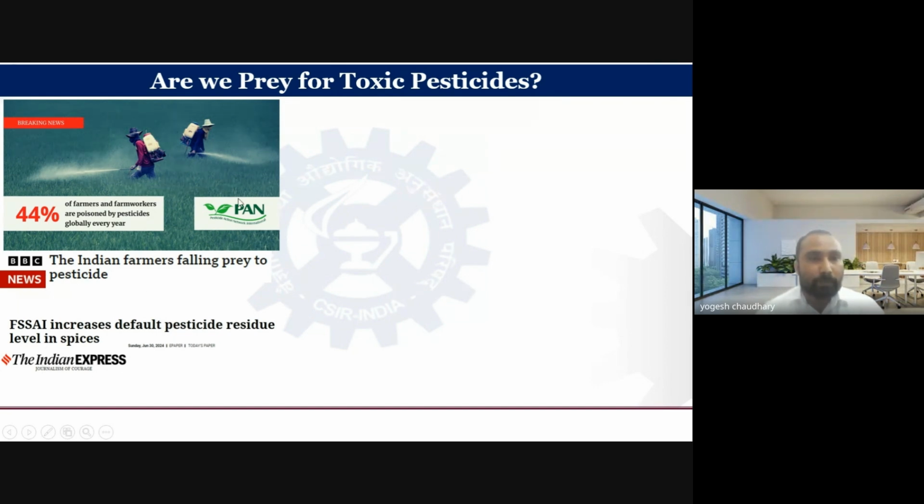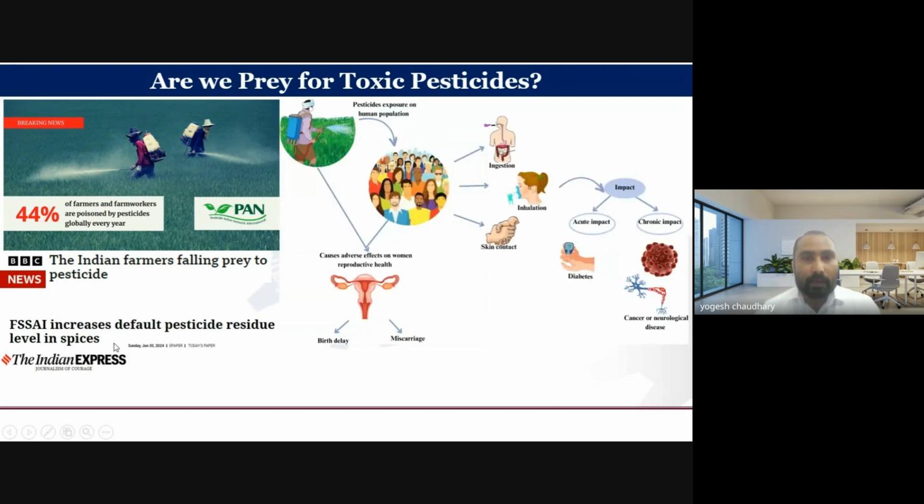Not only from the crops, we can also observe that spices contain pesticides. These pesticides are really toxic to us, and how are they entering the body? When they get inside through ingestion, inhalation, and skin contact, they may affect humankind, and the impact will be acute as well as chronic. And not only this, they also affect the reproductive health organs of humans, and may cause birth delay and miscarriage.